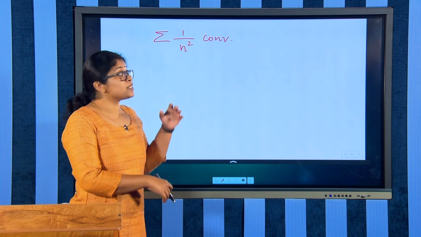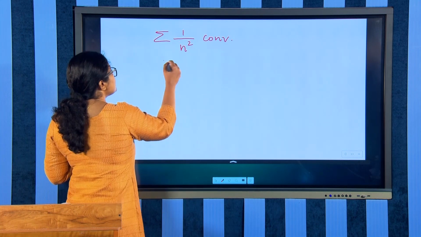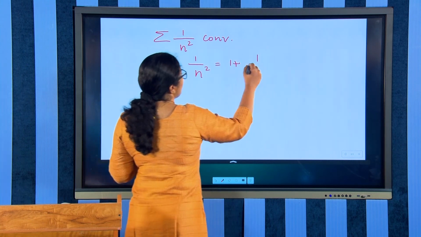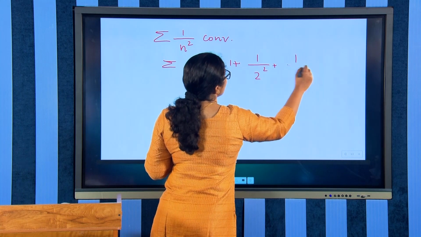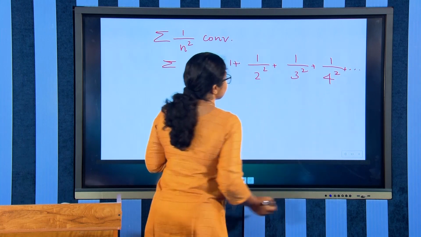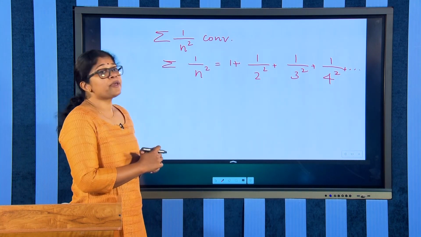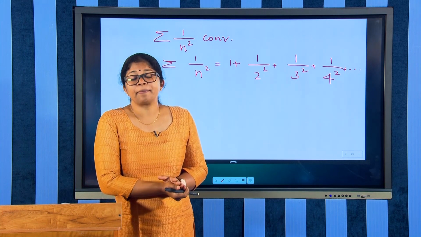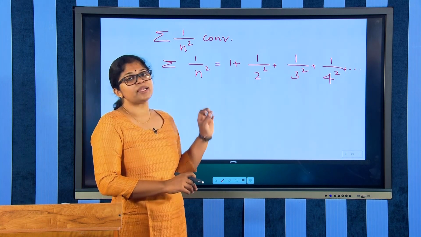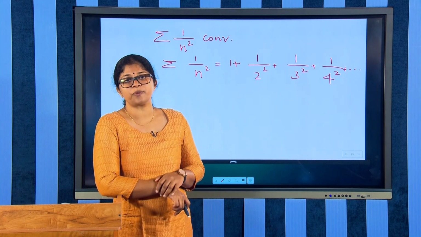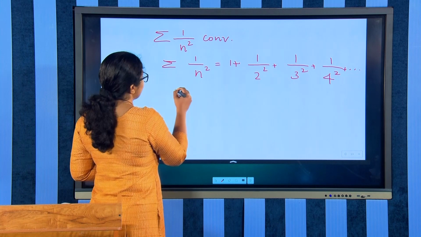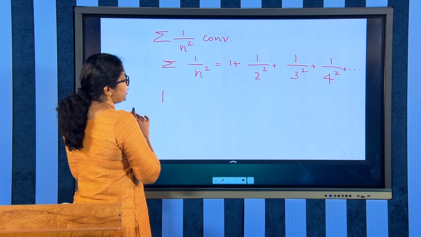So, first let us look at this series as such. Summation 1 upon n square is nothing but 1 plus 1 by 2 square plus 1 upon 3 square plus 1 upon 4 square and so on. As we have discussed in the previous class, summation 1 upon n is a divergent series. Here also a similar type of manipulation is made in order to prove that this series is convergent. So, let us look at the terms of the series. The first one is 1 itself.